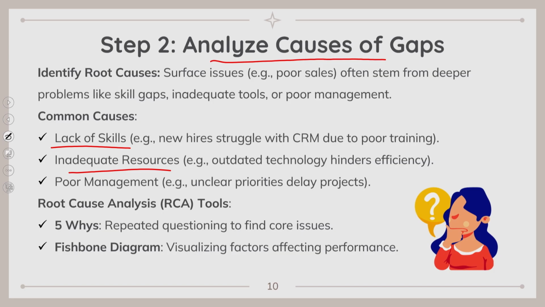Another aspect would be poor management practices. When you look into leadership failures, unclear expectations or lack of support contribute to underperformance. So, team members fail to meet project deadlines because their manager does not communicate priorities very clearly. So, you look into the typical aspects of analyzing the causes of gaps.